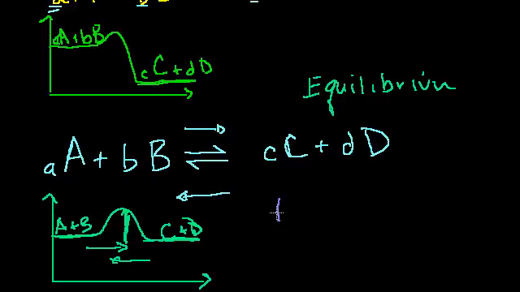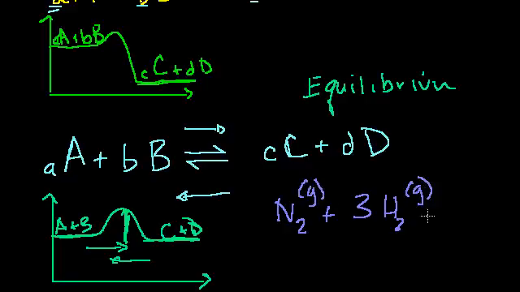I could write nitrogen gas plus 3 hydrogen gases, and these are all in gas form, so I could put a little g in parentheses, results in, actually, it's an equilibrium reaction with, and it produces 2 moles of ammonia. It's called the Haber process. We could talk about that in another video.